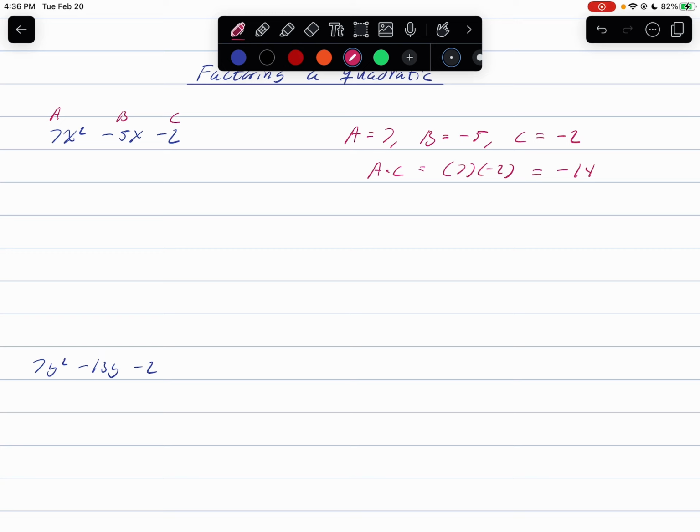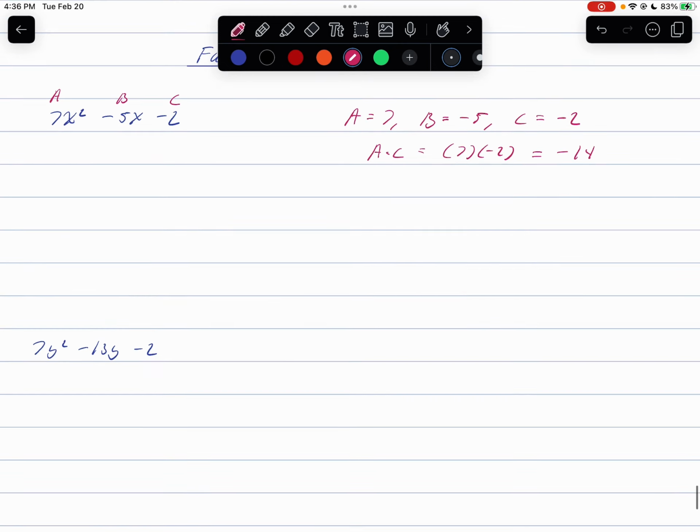Okay, so what we're looking for here is numbers that are going to multiply together to give us negative 14, okay? And we are going to look for numbers that add together to give us negative 5, okay? So these might be the same numbers we have here, but they might not be. So here we're looking for numbers that multiply together to give us negative 14, but also add together to give us B, which is negative 5. So we'll write this down.